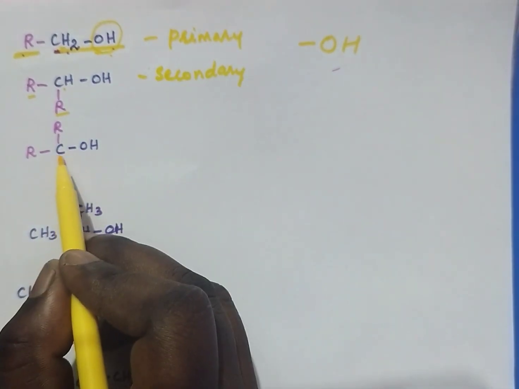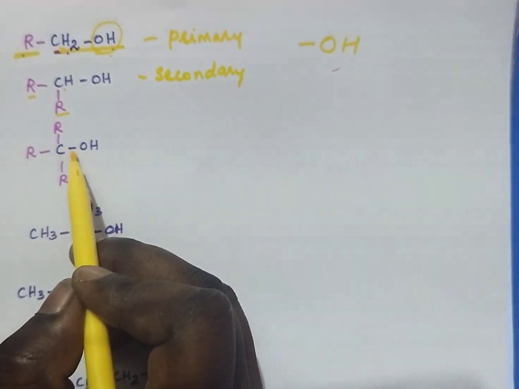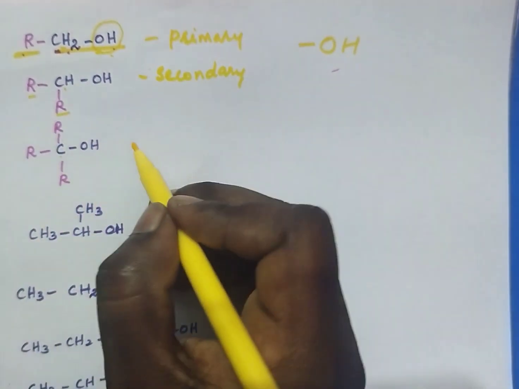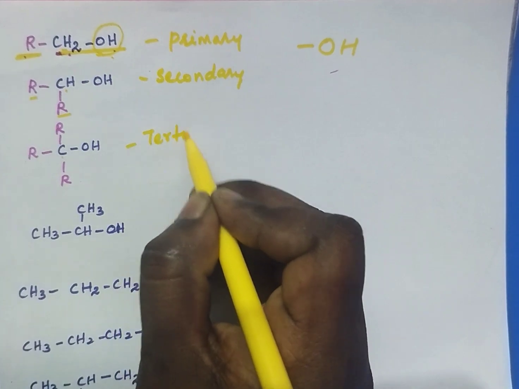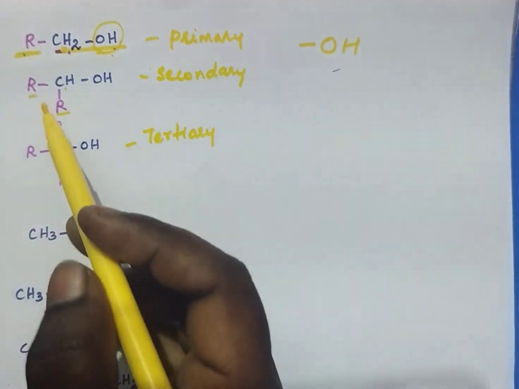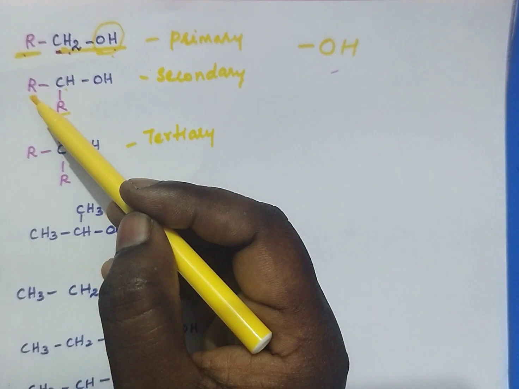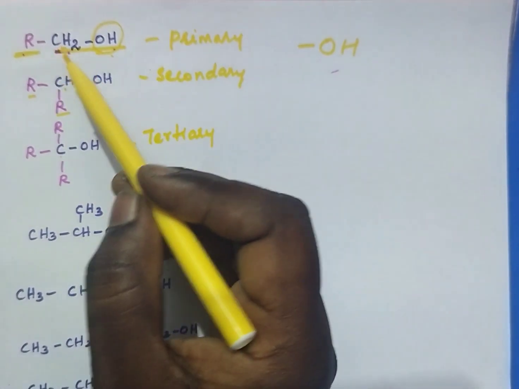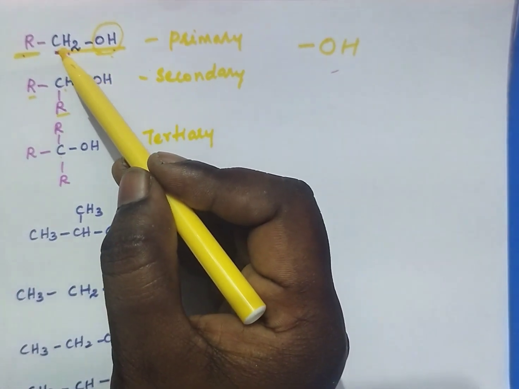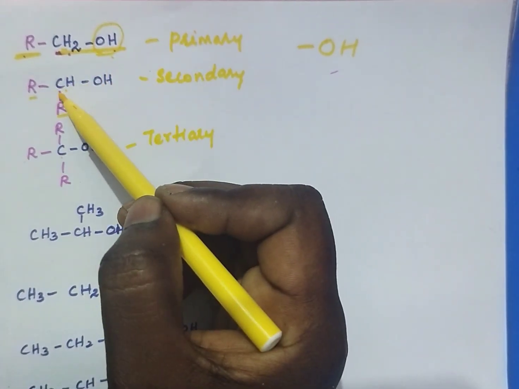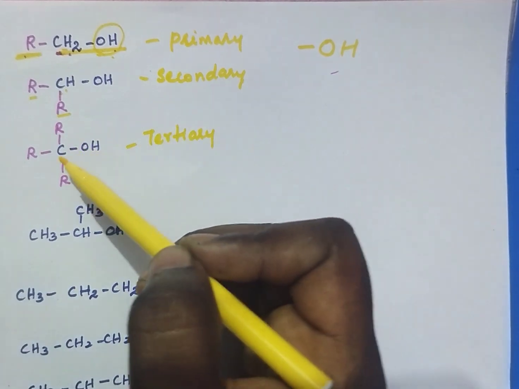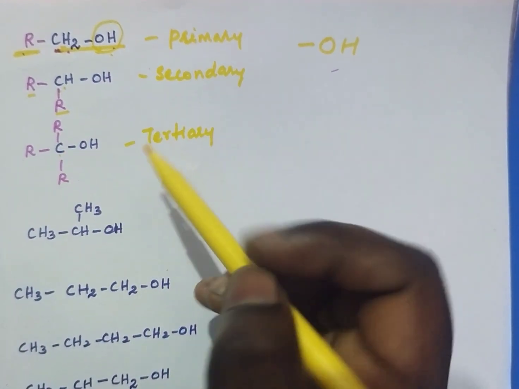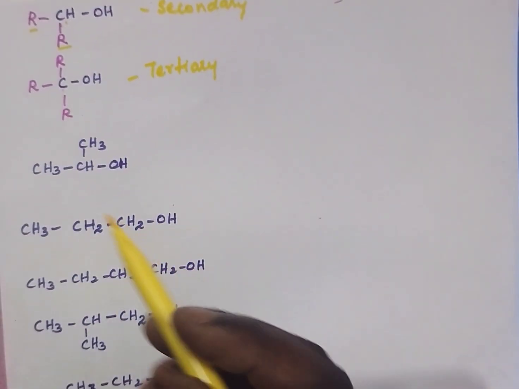Then the hydroxy carbon which is connected with three alkyl groups is known as tertiary. These R groups can be either the same or different. So we can easily identify it: CH2OH is primary, then CHOH is secondary, and COH is known as tertiary.